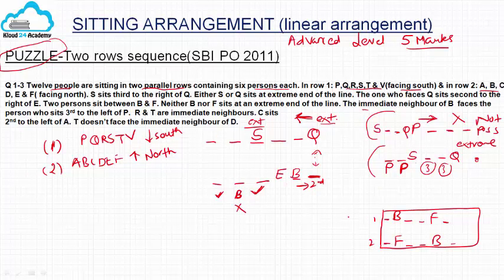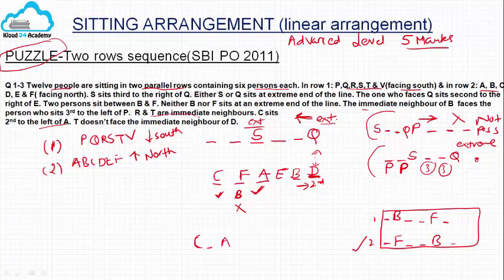B will be here only. That means the second case is possible. And F will be here only. C sits second to the left of A, so it's like this: C, A. Now can A come here? No, because E is already sitting here. So A will come here and C will come here. So the one position which is left is for D.